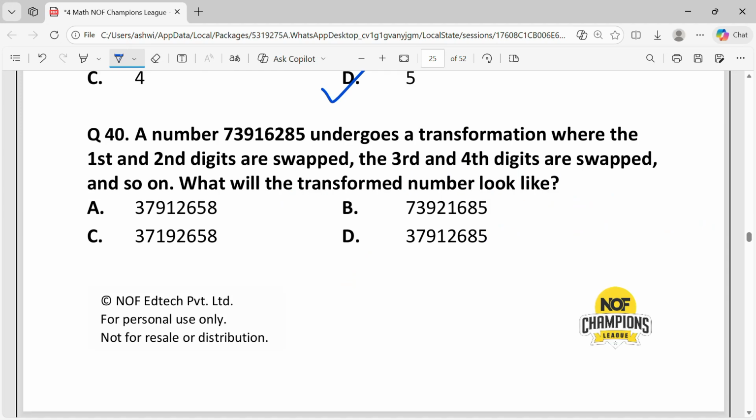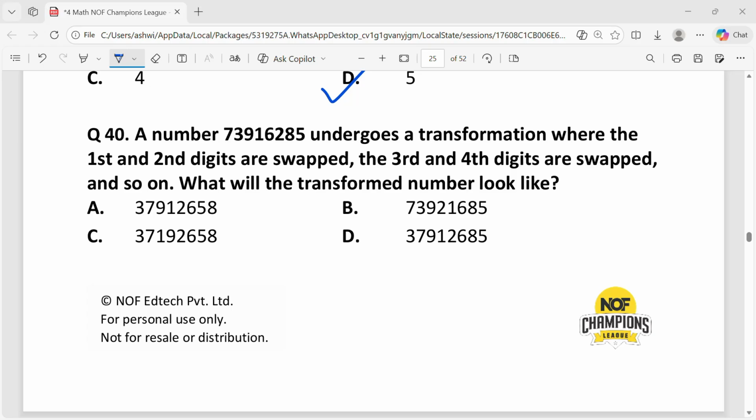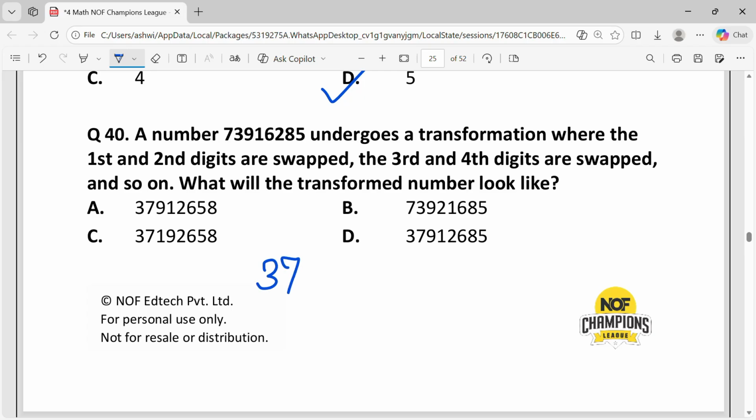Question 40. A number 73916285 undergoes a transformation where the first and second digits are swapped and the third and fourth digits are swapped, and so on. What will the transformed number look like? Swapping the digits, we have 37192658. Comparing with the given options, the answer is C.